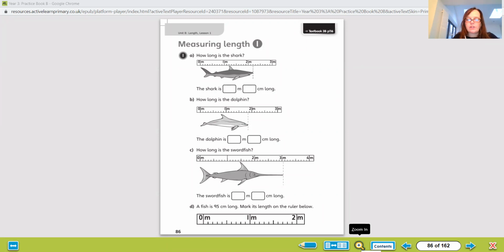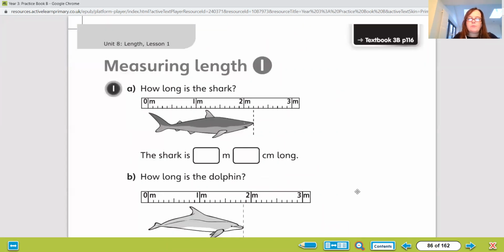So we're going to start today by looking at length, how long something is. So let's have a look at question 1. Question 1 says how long is the shark, and can you see there's a ruler, a big tape next to the shark, and the shark is lined up next to 0, and then it goes along and there's a line showing us exactly how long it is.